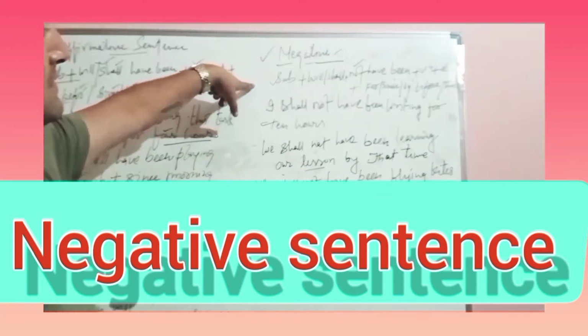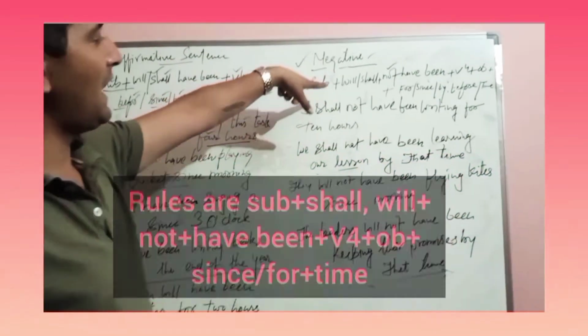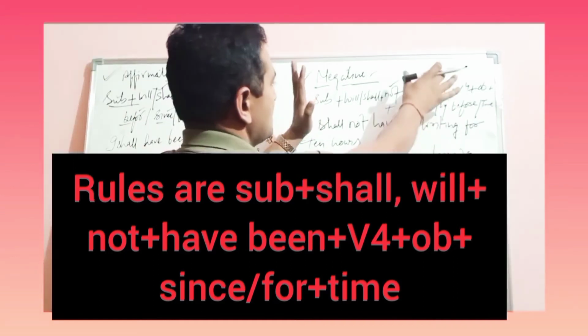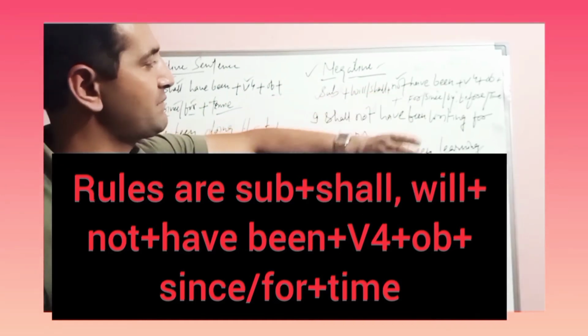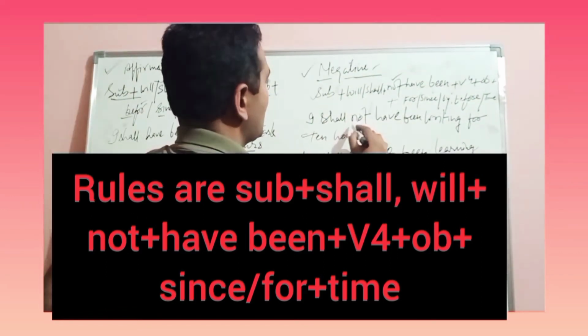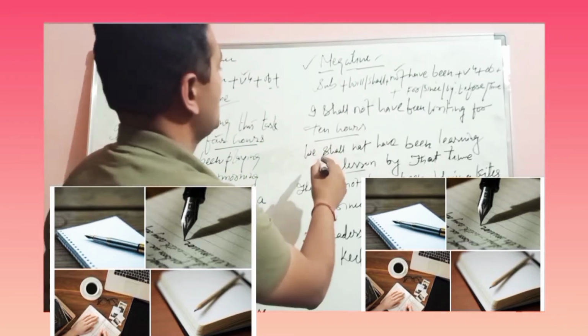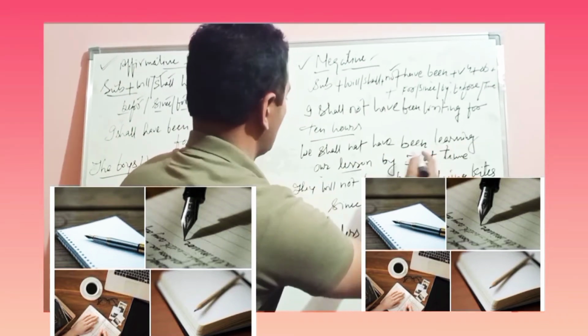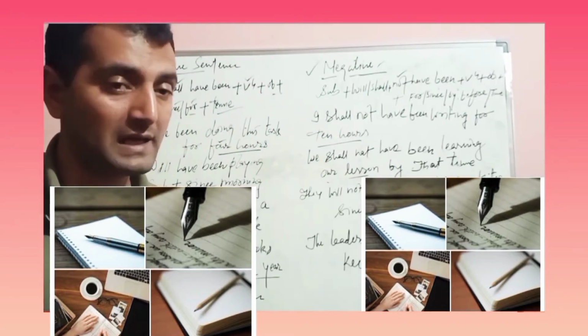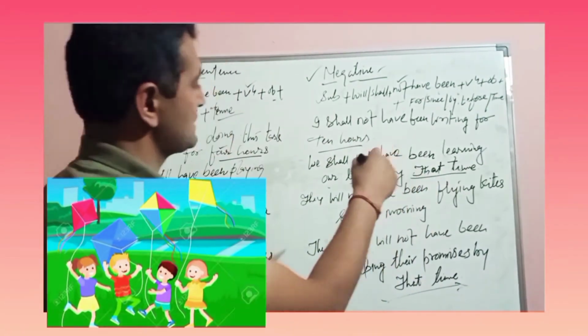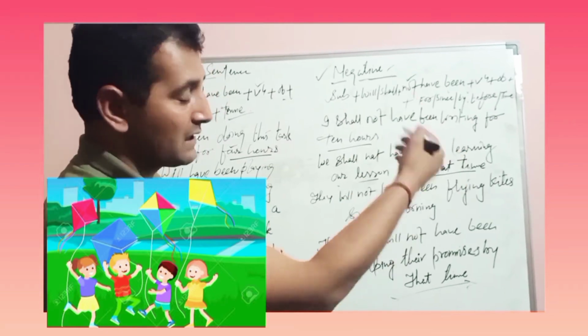This is the negative statement here, and here we have to put not between will, shall and have been, right? The rest will be the same. I shall not have been writing for 10 hours. Okay, we shall not have been learning our lesson, by that time.